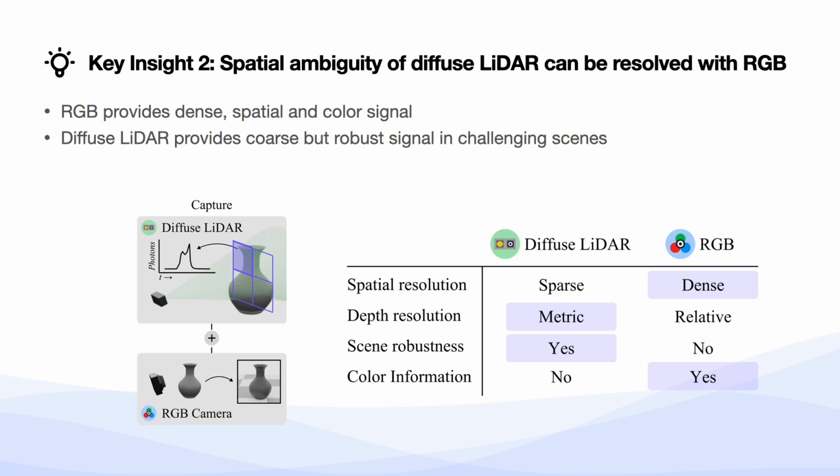However, our second key insight is that the spatial ambiguity of the diffuse LiDAR can be resolved using RGB images. RGB images provide dense spatial and color signal, but might struggle in these challenging low lighting, low texture, low albedo scenes. Diffuse LiDAR, on the other hand, provides coarse but robust signal under these challenging scenarios. We propose using the complementary strengths of these two sensors in our analysis by synthesis approach.